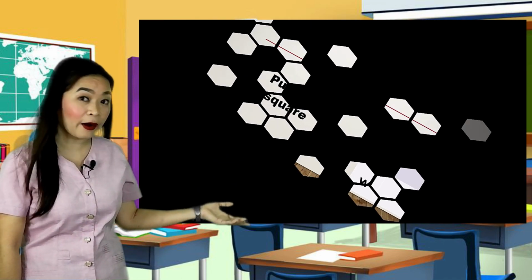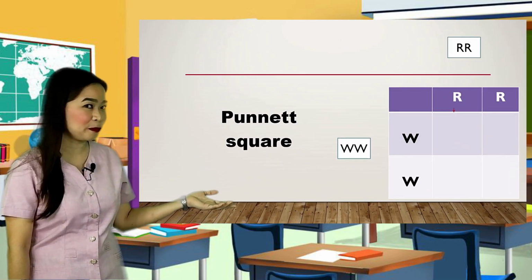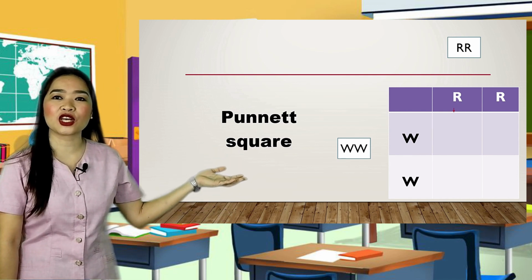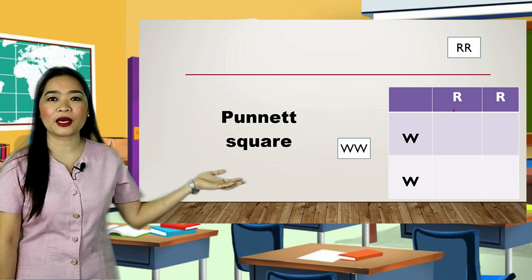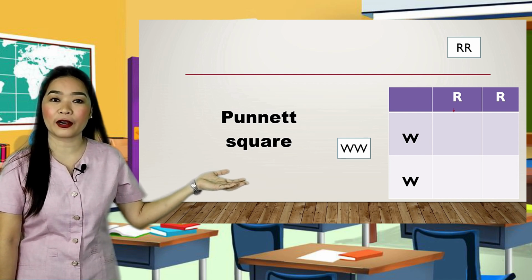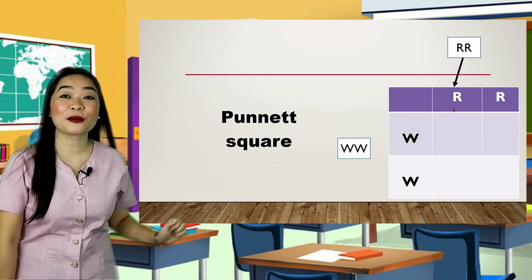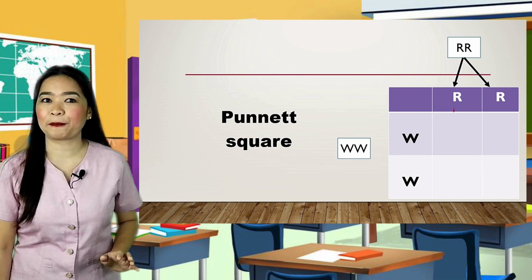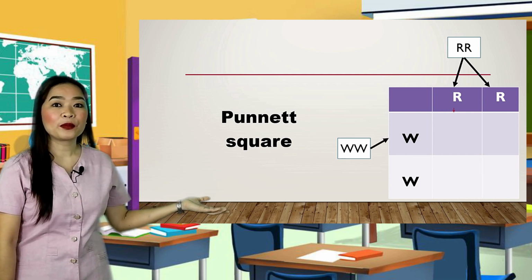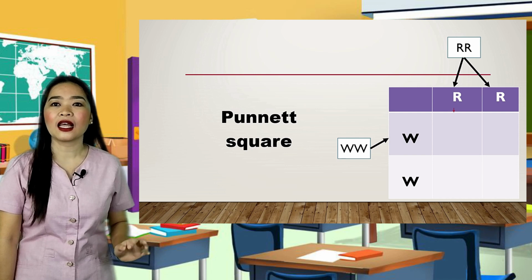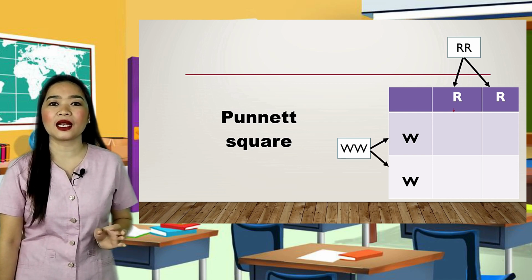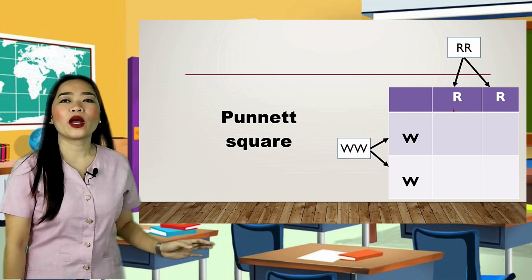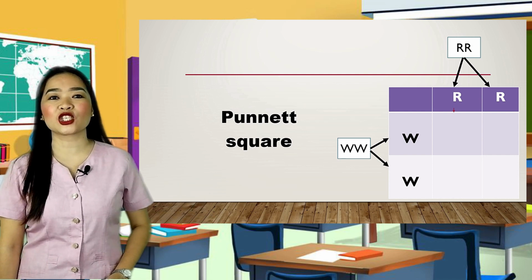Using a Punnett square, it would look like the figure. We have a red flower with homozygous dominant alleles represented by 2 capital letter R. Red is the phenotype, while 2 capital letter R are the genotype. We have the white flower with homozygous dominant allele represented by 2 capital letter W. White is the phenotype, while the 2 capital W are the genotype.